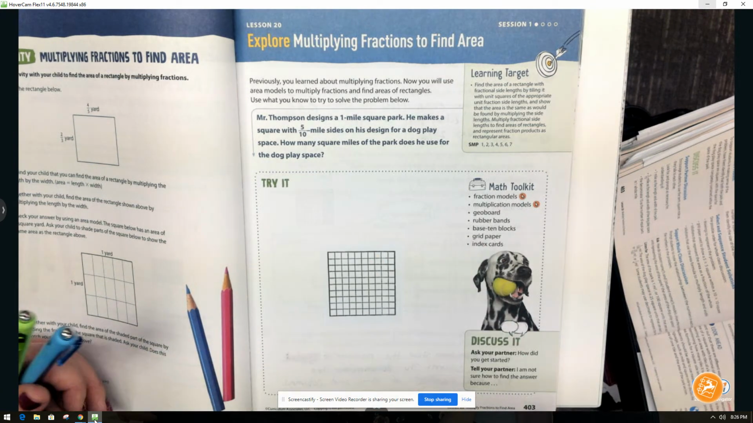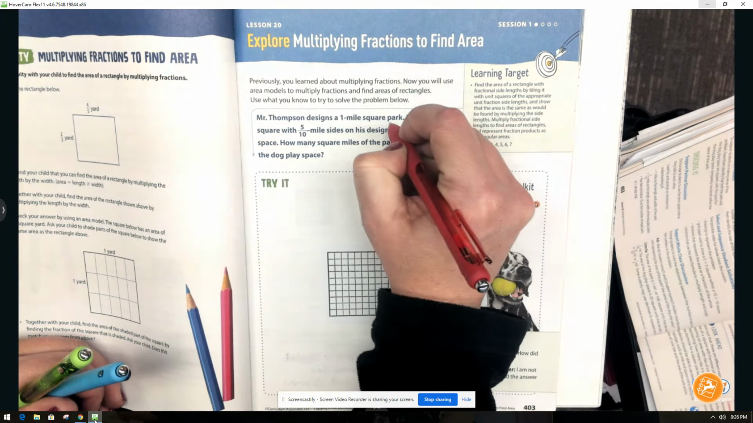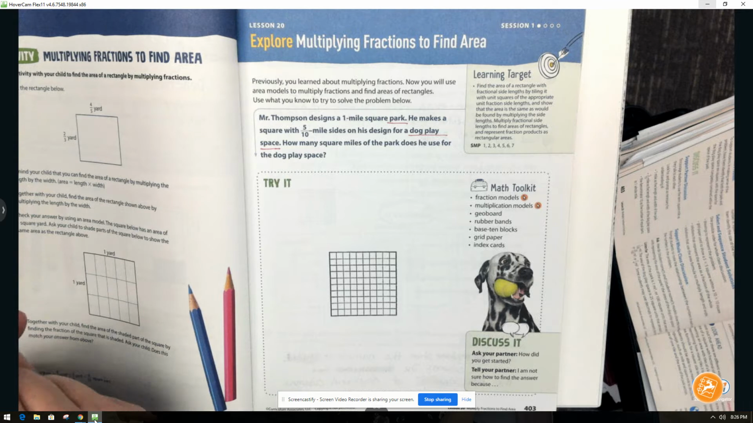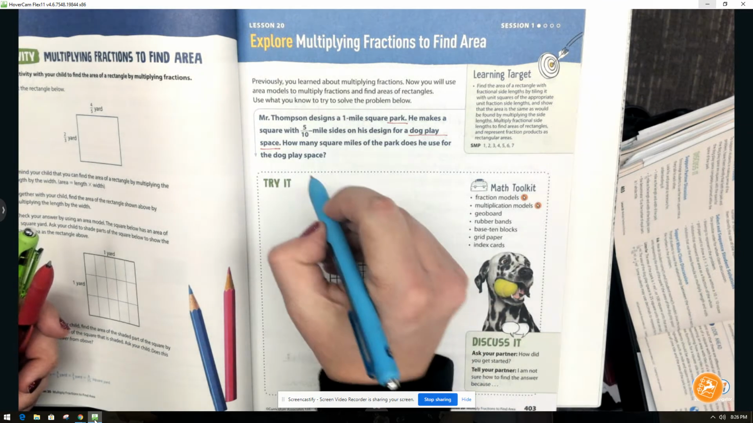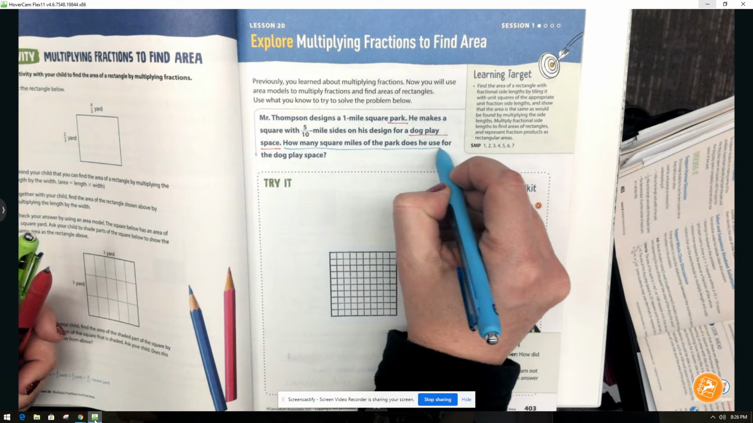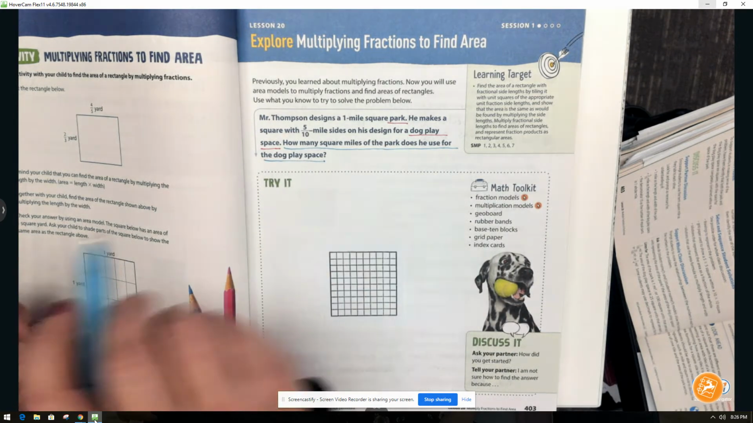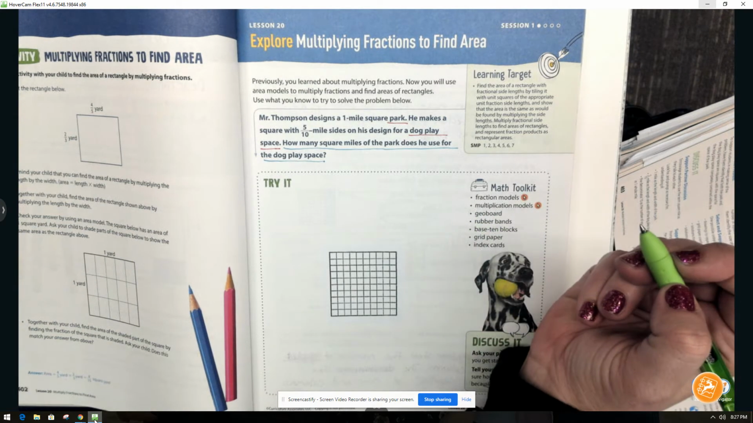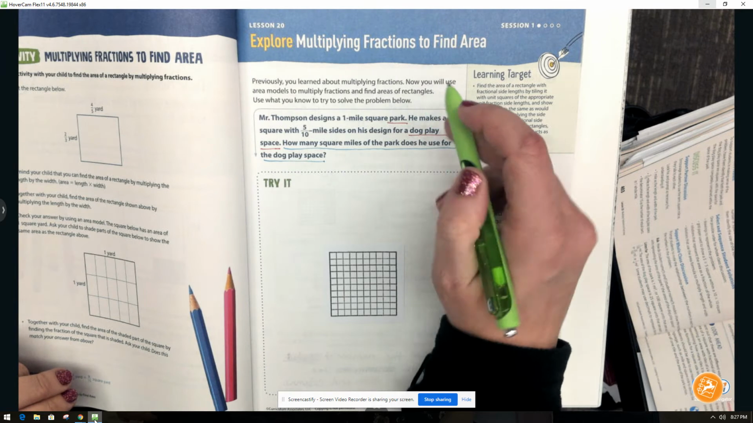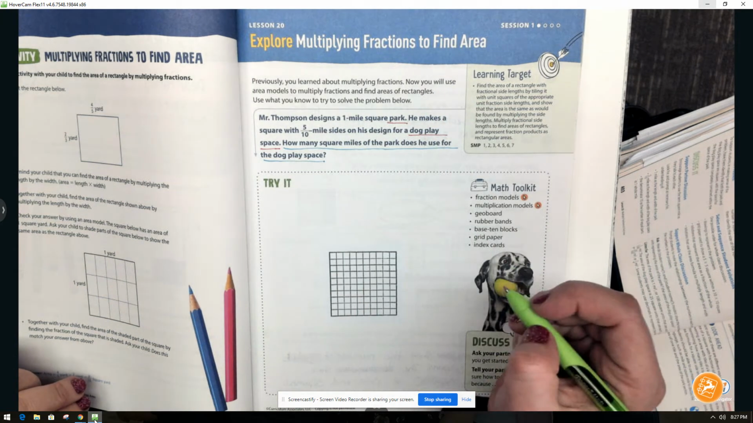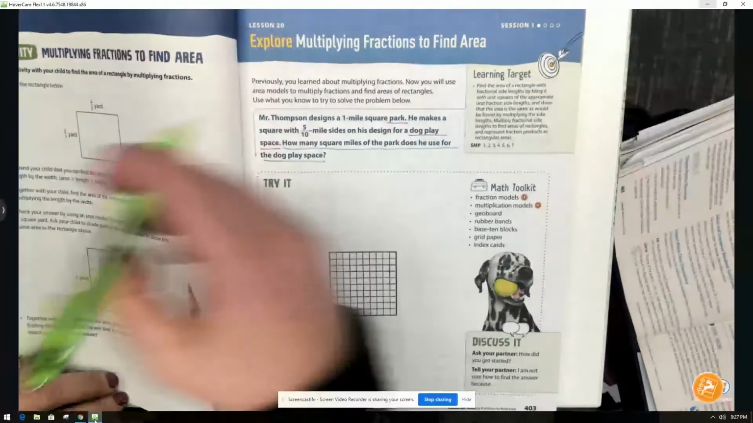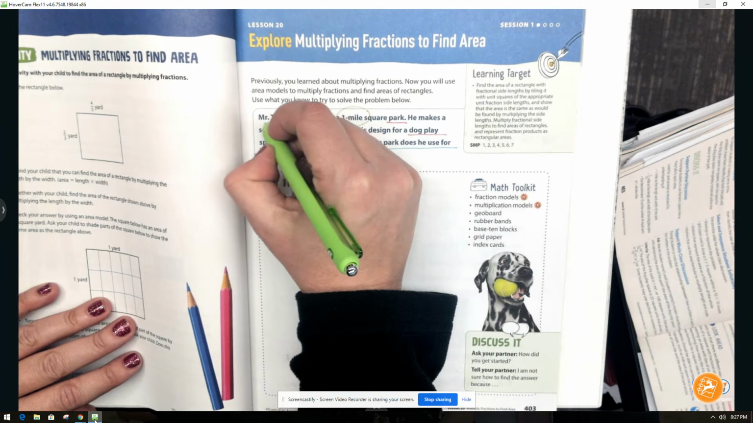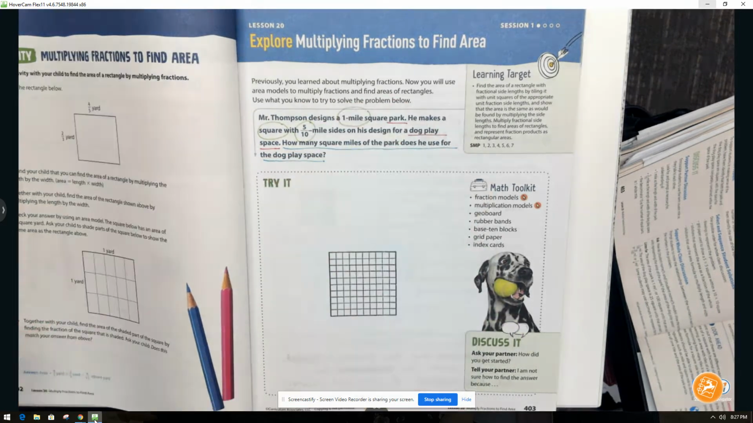So first of all, we are talking about a park that has a dog play space. That's what this question is talking about. What is it that we're trying to solve? How many square miles of the park does he use for the dog play space? And then finally, what is the important information? We know that the park is a 1 mile square park. We know that he makes a square with 5/10 mile sides.